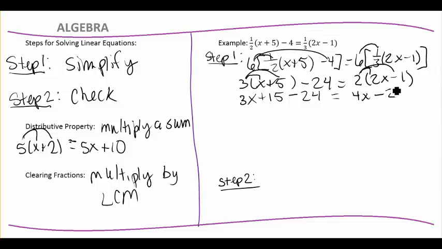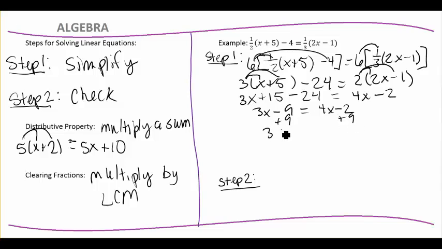And now we're going to combine like terms. So we're going to keep the 3x, and the 15 minus 24 is minus 9, equals 4x minus 2. And now we're going to get like terms on the sides of the equal sign. So we're going to add over 9.